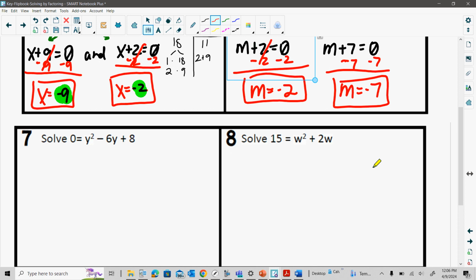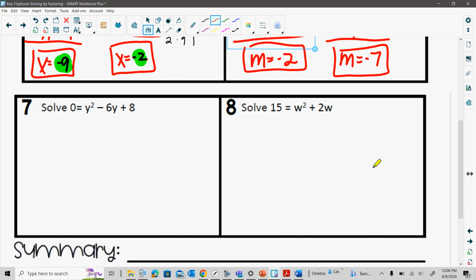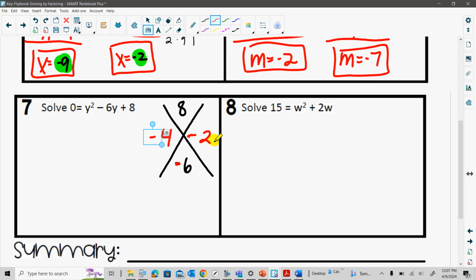So let's look at 7. Let's let you try number 7. It's already equal to 0, so let's just go to create a puzzle so we can figure out our factors. Hopefully, if I see a negative down here and a positive at the top, that means our factors are going to have to be negative. That's a clue, okay? So hopefully you saw a -4 and a -2. So this would be y minus 4 and y minus 2 equals 0.